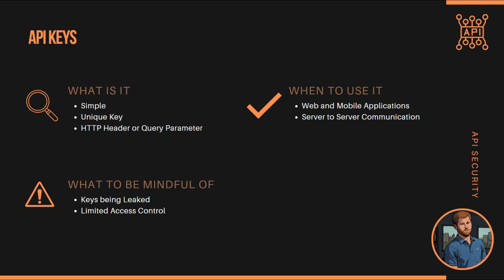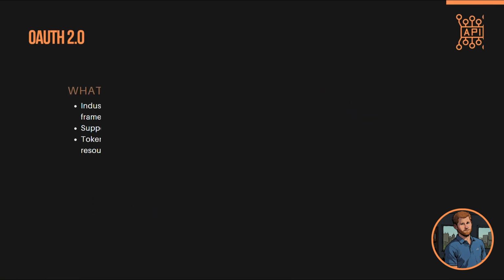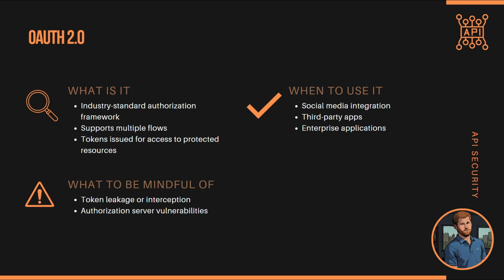Next up, let's have a chat about the one that most people have dealt with, even if they didn't realize it. That's right, OAuth 2. It's an industry standard authorization framework that supports multiple flows and issues tokens for access to protected resources. The benefit here is that it's super scalable and it's flexible in its implementation.